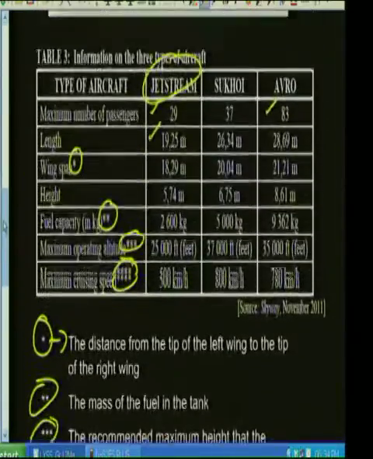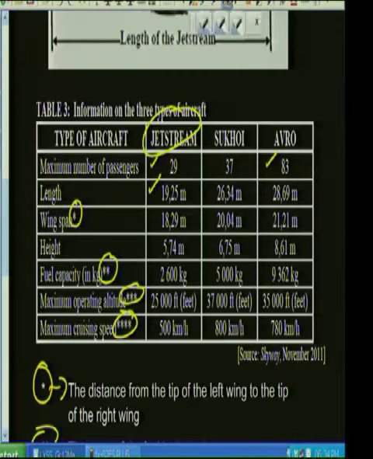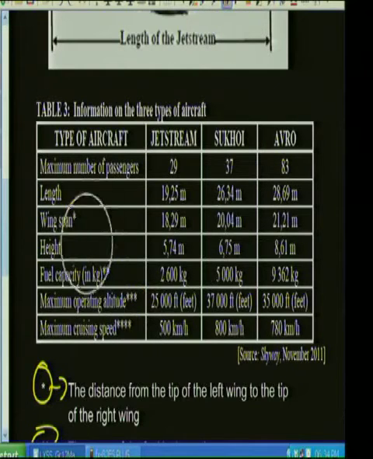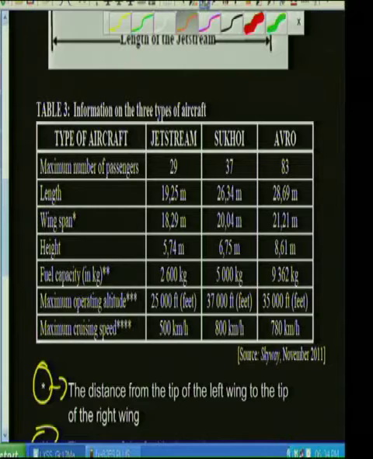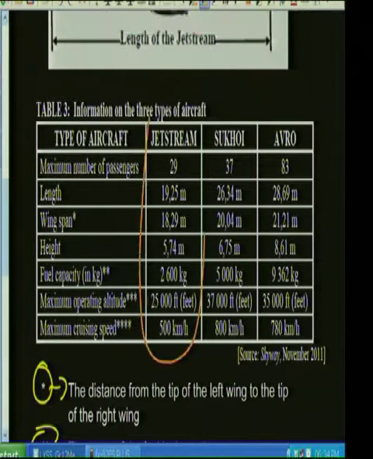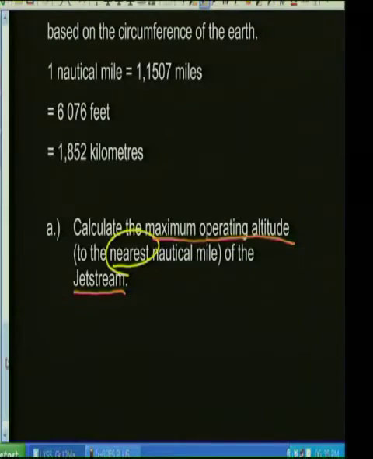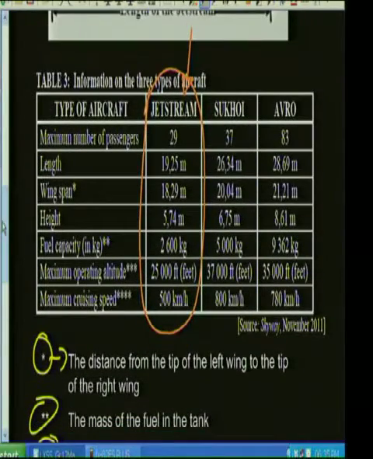So let's go back to our table. We want the jet stream. Let's get rid of all this other rubbish that I've circled and ticked here so we can see exactly what we're doing. We want to look at a jet stream. So my information is coming from this column over here, the jet stream. That's the aircraft I'm looking at. I'm not interested in the other two aircraft, only that jet stream. But I'm not interested in all the information about the jet stream. What am I interested in? Look here, the question says the maximum operating altitude. So where's the maximum operating altitude? Here it is.